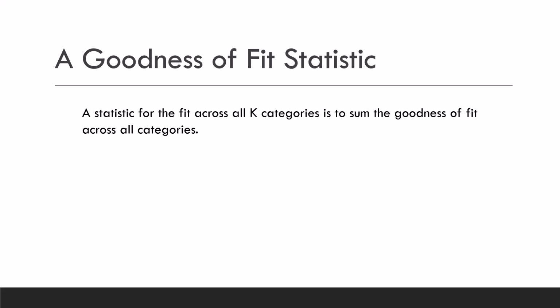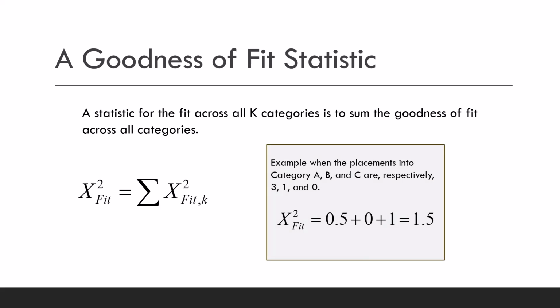A goodness of fit statistic for our entire study is simply to sum the goodness of fit across all the categories. So once we have calculated goodness of fit for each category, sum those up, and that is a goodness of fit statistic that will tell us something about how well our sample fits with what we expected. For example, when the placements into category A, B, and C are respectively 3, 1, and 0, using the probabilities of 0.5, 0.25, and 0.25, our goodness of fit statistic equals 0.5, the goodness of fit or lack thereof for the first category, plus 0, the goodness of fit or lack thereof for the second category, plus 1 for the third category, giving us a total goodness of fit statistic of 1.5.